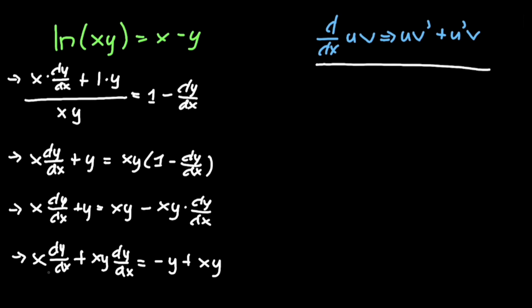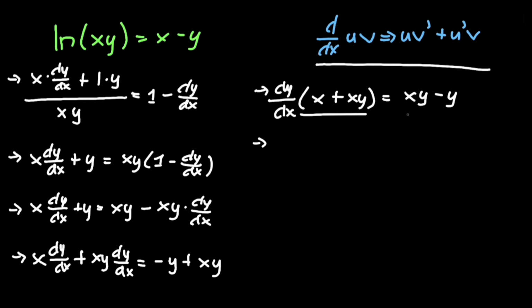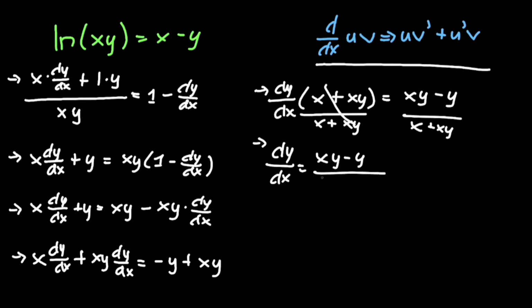Okay, so factor out dy/dx here, so we'll get dy/dx multiplied by x plus xy is equal to xy minus y. So divide both sides by x plus xy. These two will cancel each other out, so dy/dx here would be xy minus y over xy plus x.